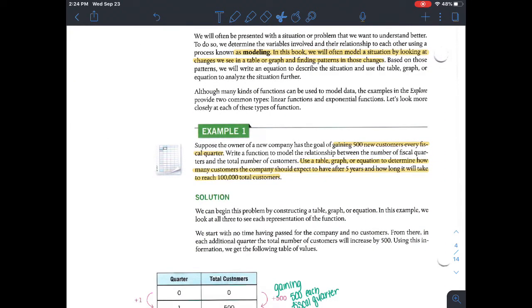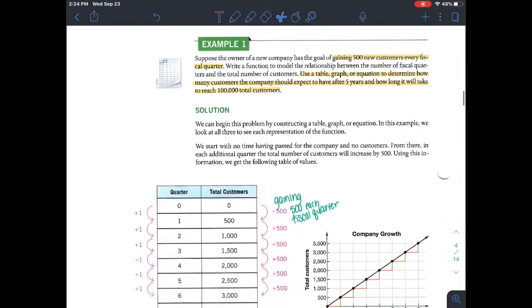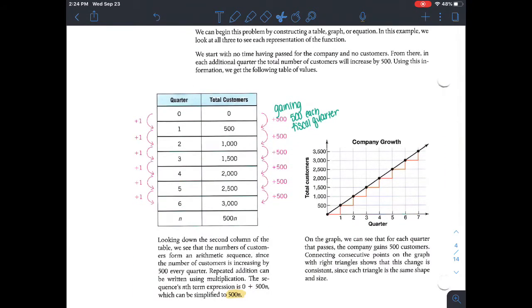Modeling, definition is there for you. We'll often model a situation by looking at the changes that we see in a graph or table and finding patterns in those changes. So for example, number 1, suppose the owner of a new company has a goal of gaining 500 new customers every fiscal quarter. So that's every 3 months out of the year. We want to gain 500 customers. So that's what it would look like.